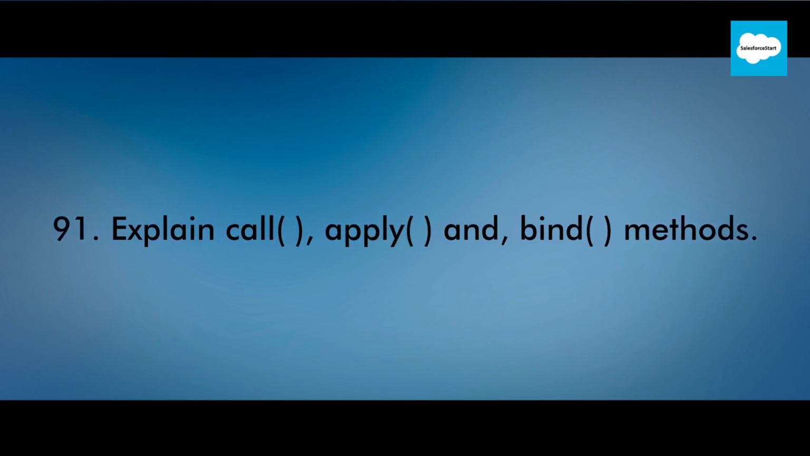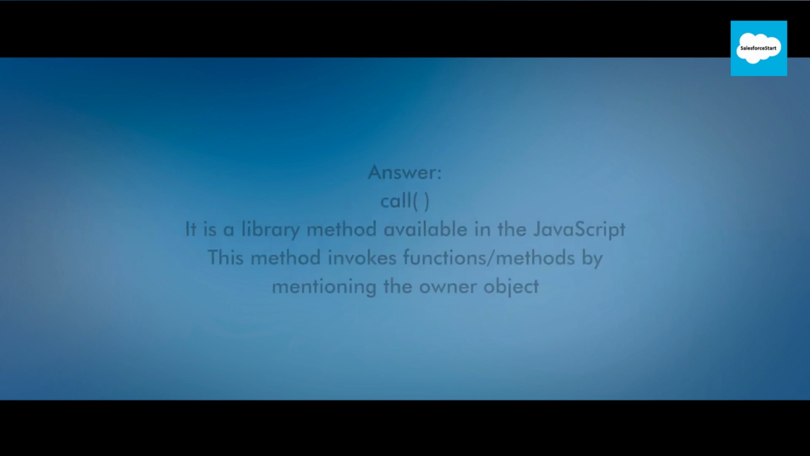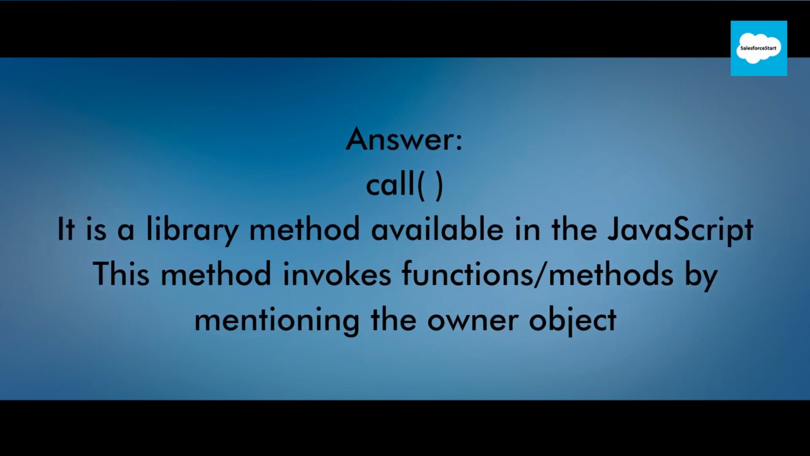91. Explain call, apply, and bind methods. Answer. Call. It is a library method available in JavaScript. This method invokes functions, methods by mentioning the owner object.